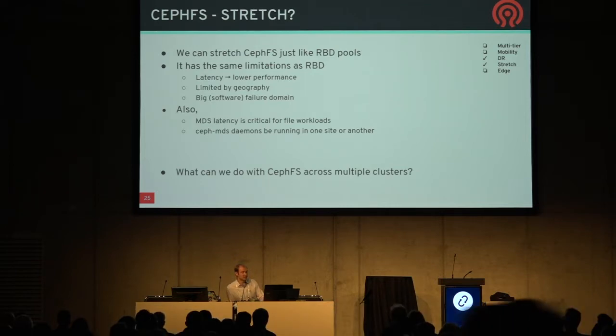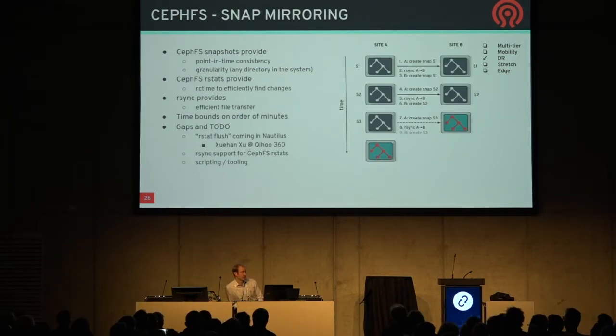So what can we do with CephFS across multiple clusters? One strategy we can use is what we call snap mirroring. In CephFS, we have snapshots on any arbitrary directory that give you point in time consistency and arbitrary granularity. You can snap whatever part of the file system that you want. CephFS also has this rstats capability that gives you a recursive roll-up of the most recent modification within the hierarchy, or how much data is stored in the hierarchy. And rsync gives you efficient data transfer.